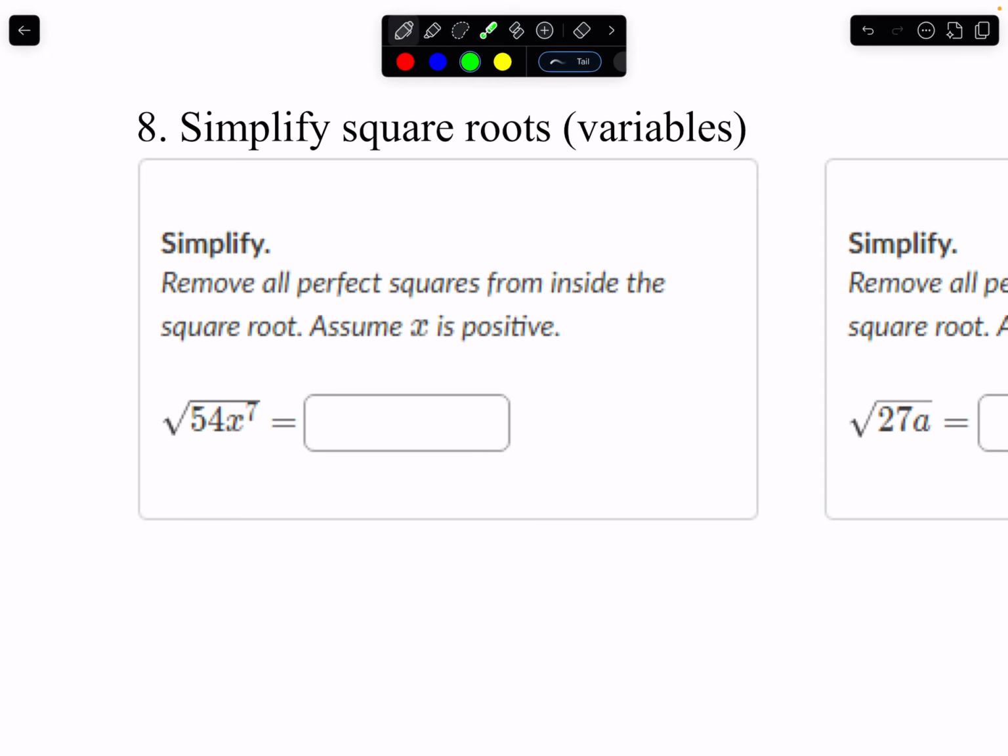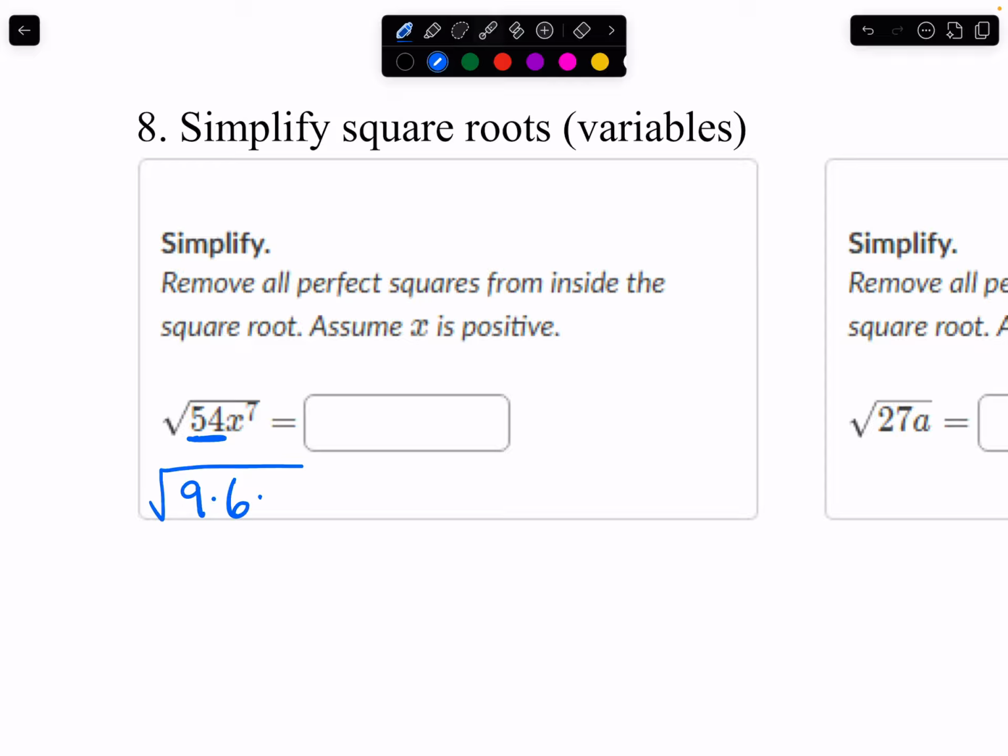We're going to rewrite this as the square root of the 54 part is exactly the same. If you look through your number line, for the largest perfect square that's a factor of 54, it should be 9, because 54 is 9 times 6.